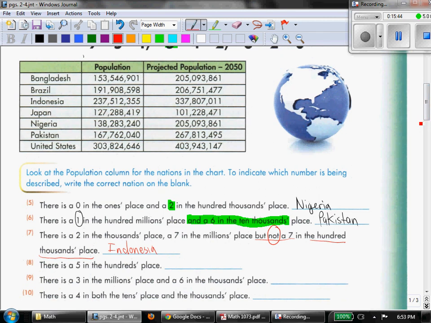So let's continue here. It says there's a five in the hundreds place. I'm gonna do the rest pretty fast, right? Okay, so hundreds place is right here. This one has a five, and that's it. There's a five in the hundreds place. So that's gonna be Brazil.